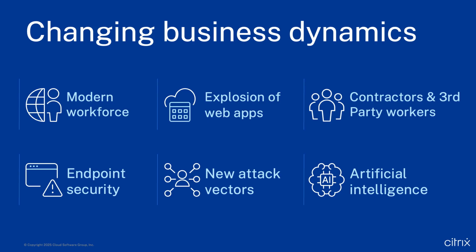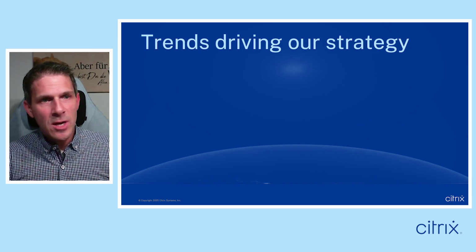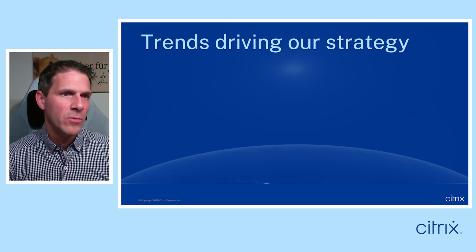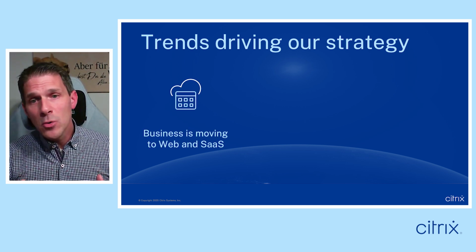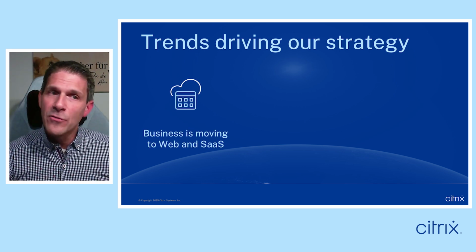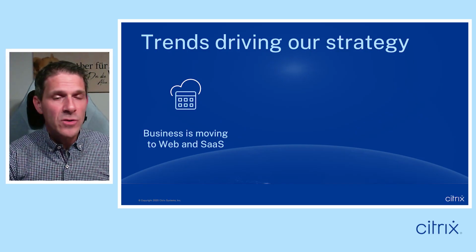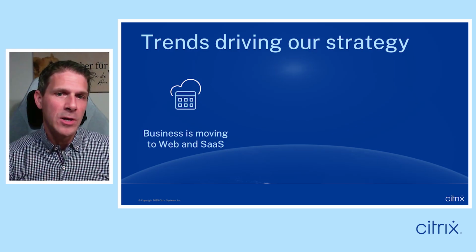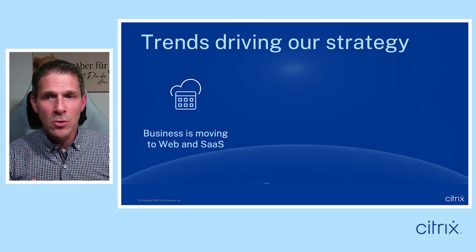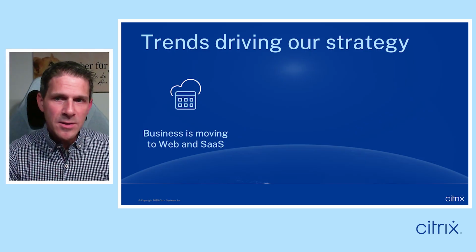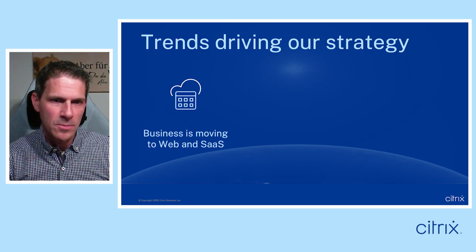Now that we have seen how the workplace is evolving, let's look at the trends that are shaping Citrix strategy going forward. First, business is moving to web and SaaS. Most modern applications today are either fully cloud native or accessed through a browser. That shift changes how we think about delivery, performance, and security. The network perimeter no longer protects everything. Access control has to move closer to the user and the application.